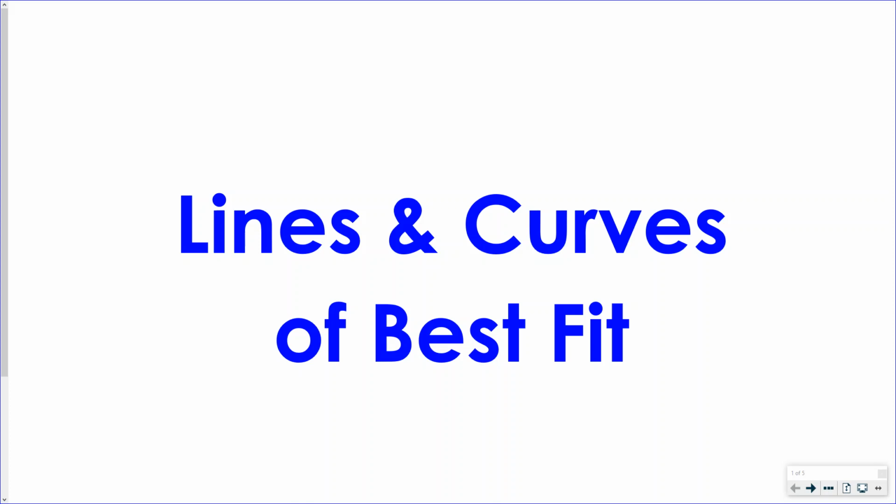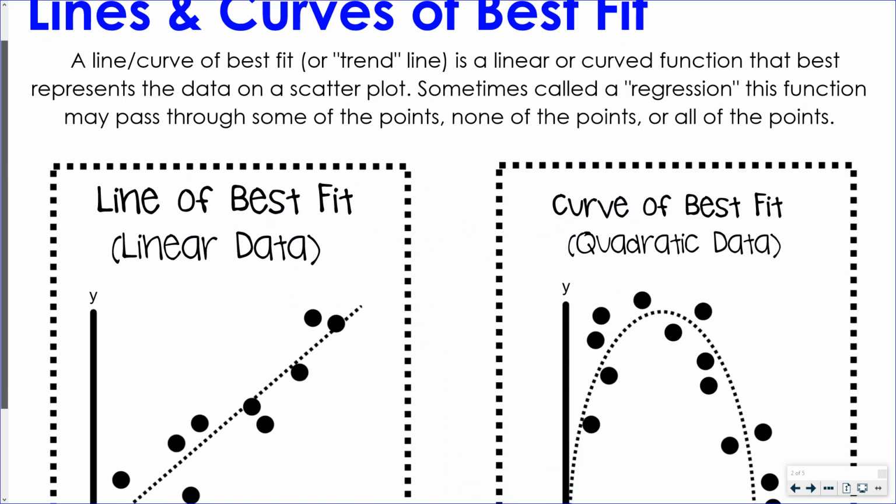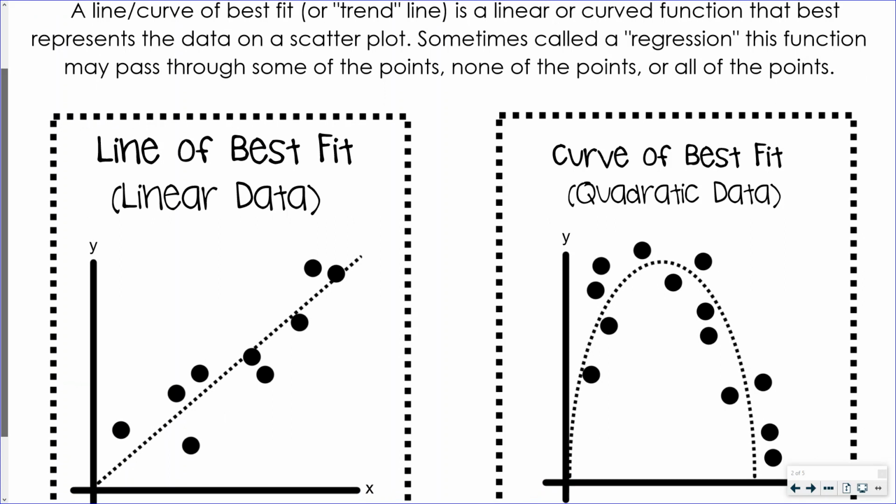In this video, we're going to take a look at how to calculate the lines and curves of best fit for different sets of data. And a line or a curve of best fit, sometimes called a trend line or a regression, is either a linear or curved function that we can use to best represent the main pattern or trend of data when it's displayed on a scatter plot.